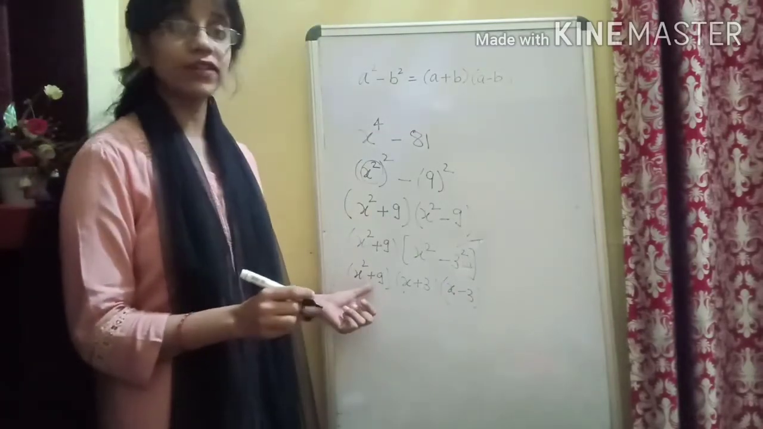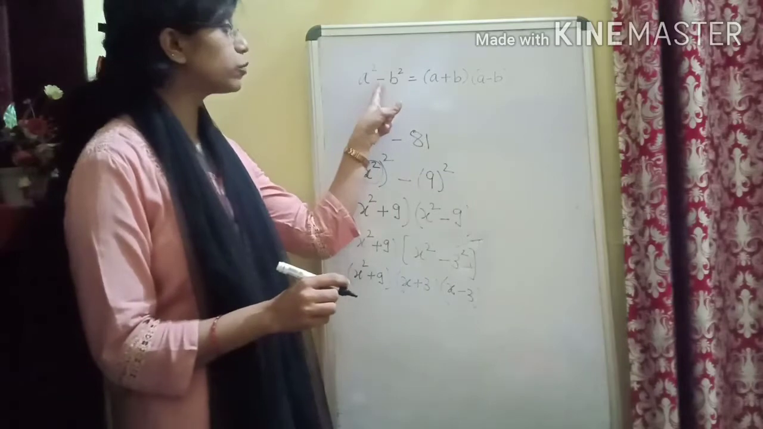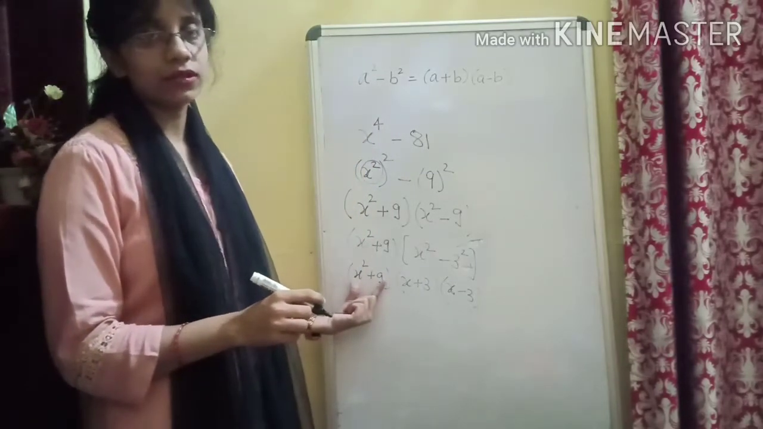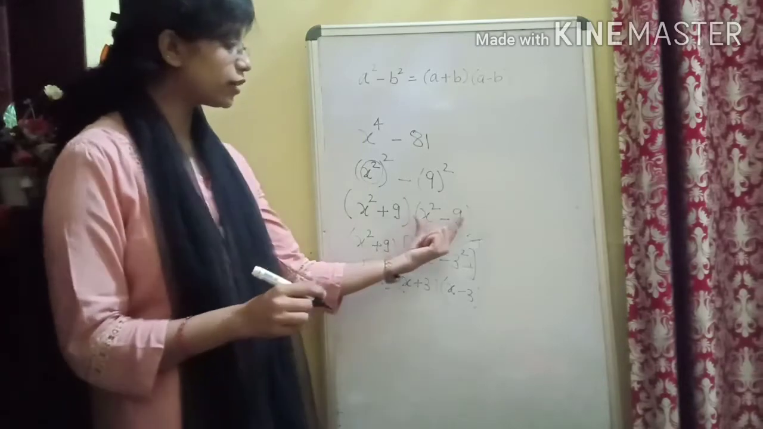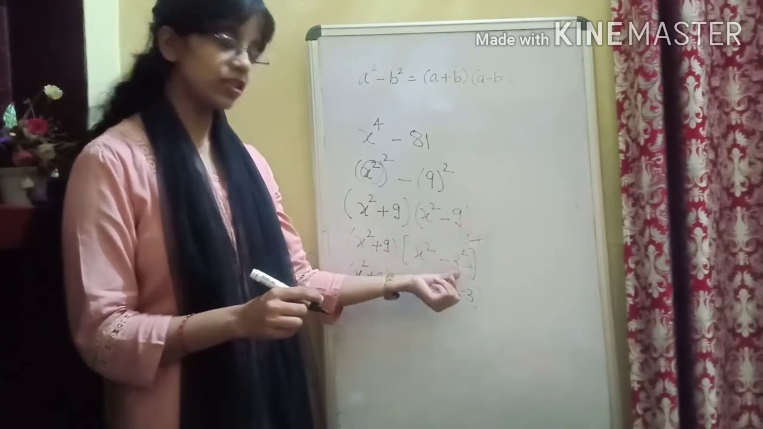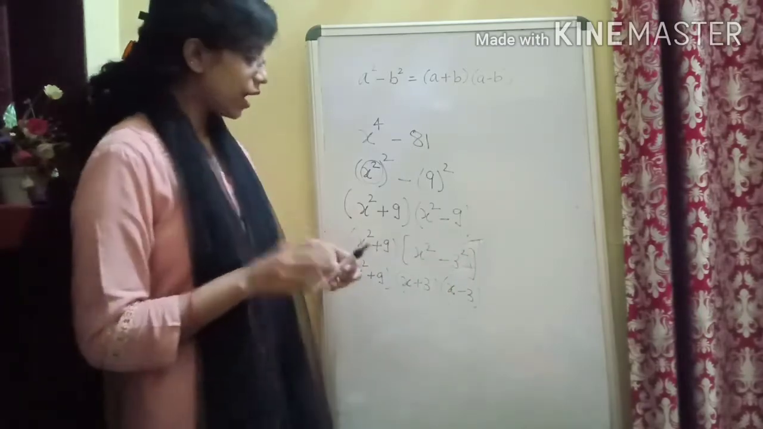Here in this bracket we cannot apply the identity because there should be a minus sign between the two squares, and here we are getting the plus sign, so we cannot apply it. But here it was x square minus 9, so of course we can write 9 as 3 square, and that's how we have applied the identity.